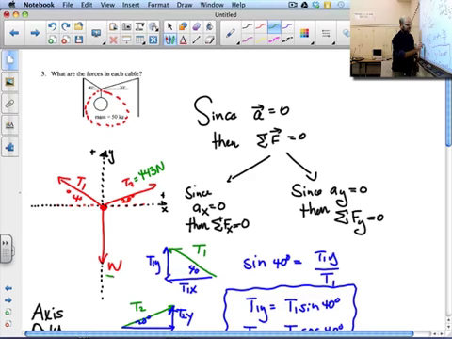Weight down is 500 newtons this way. And then T1 I think was 544 newtons.